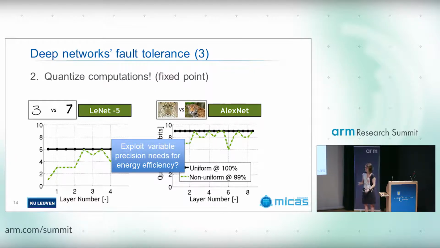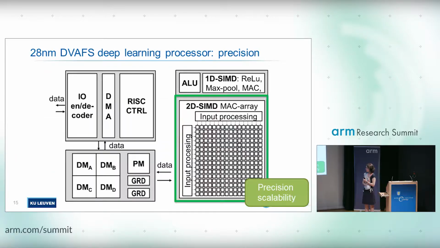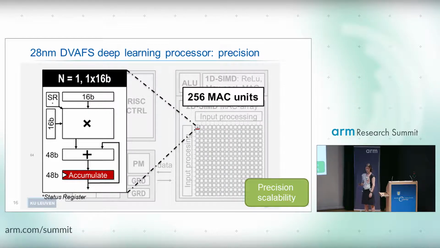So can we build a processor that can really vary the precision at which it computes across cycles? So how we did this is by modifying these multiply accumulator blocks that we have in this 2-dimensional SIMD array. So every single multiply accumulator in here, and we have 256, has a small status register that controls the precision at which this multiply accumulate computes. And it can change the precision from 16-bit all the way down to a 1-bit accuracy, or 1-bit precision.